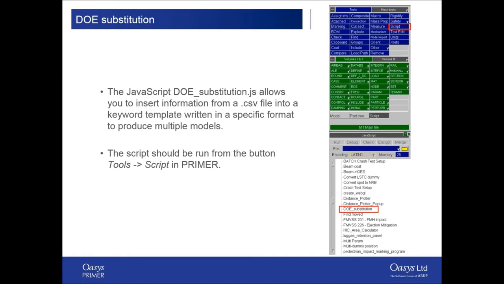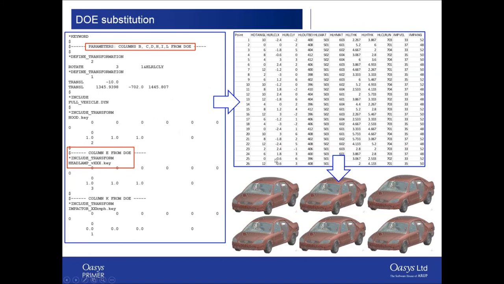Also with Primer, we release a few example scripts. One such script is a very simple design of experiments script. The idea here is that you have a CSV file of information. Here we've got an example of one, and we've got 26 rows on here, with various different values. These are different values that you want to apply to your model in different ways.